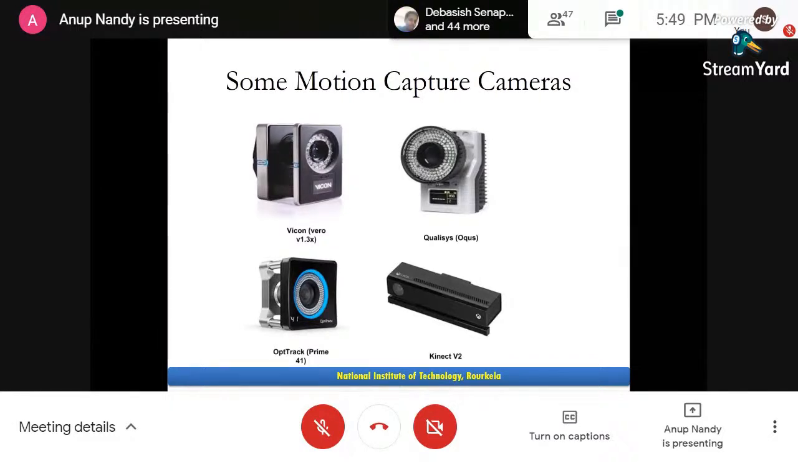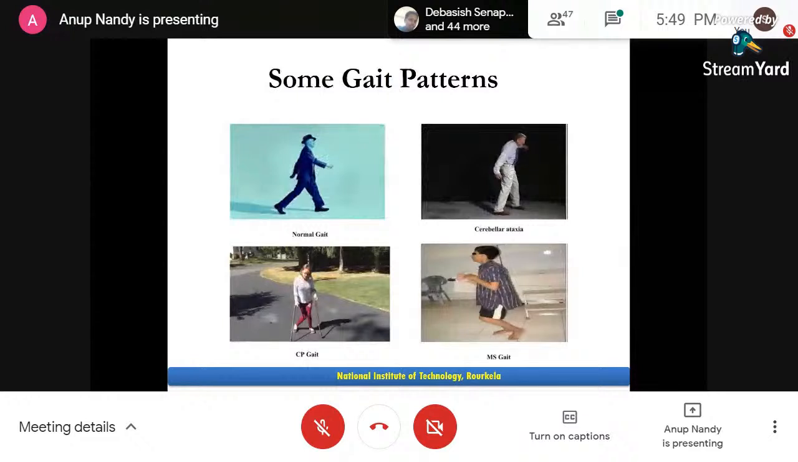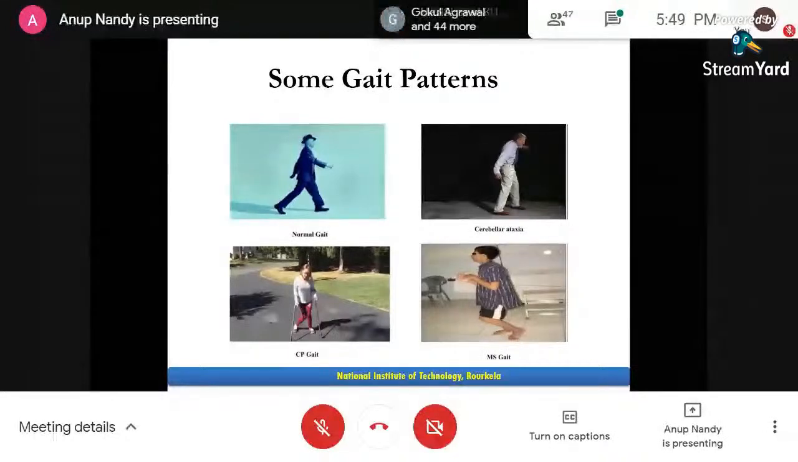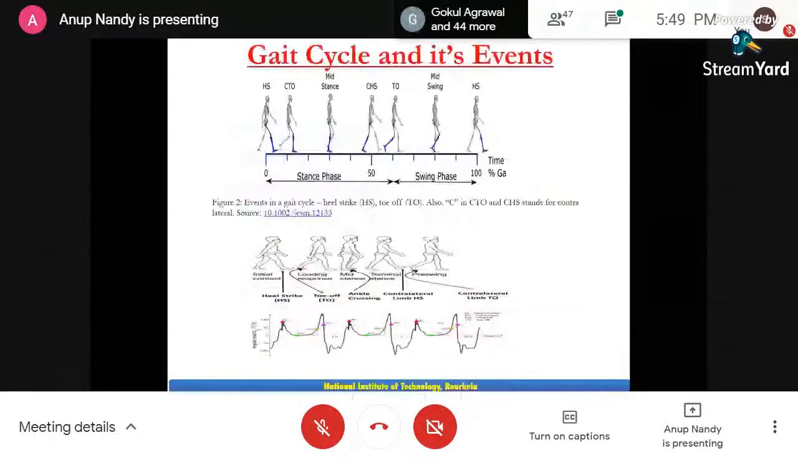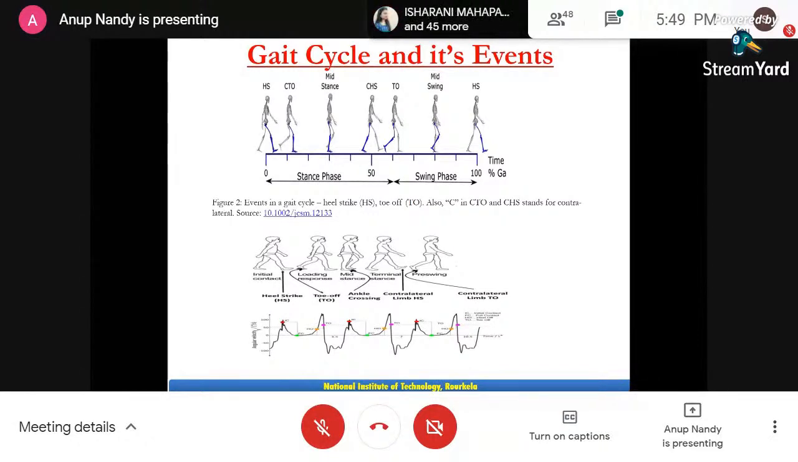These are the different types of gait: normal gait, cerebral palsy, multiple sclerosis, and this one is a type of Parkinson's disease gait. And this is the gait cycle. One gait cycle is composed of two phases: the stance phase and the swing phase. These are common terms, so I'm not getting into the details of all of them.